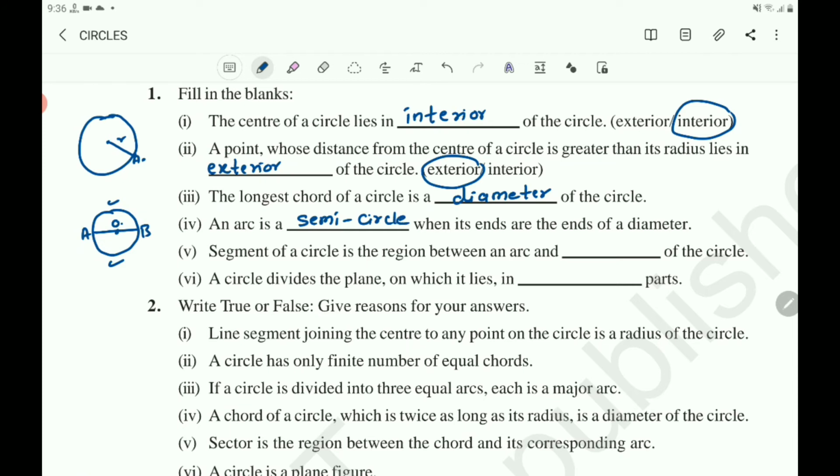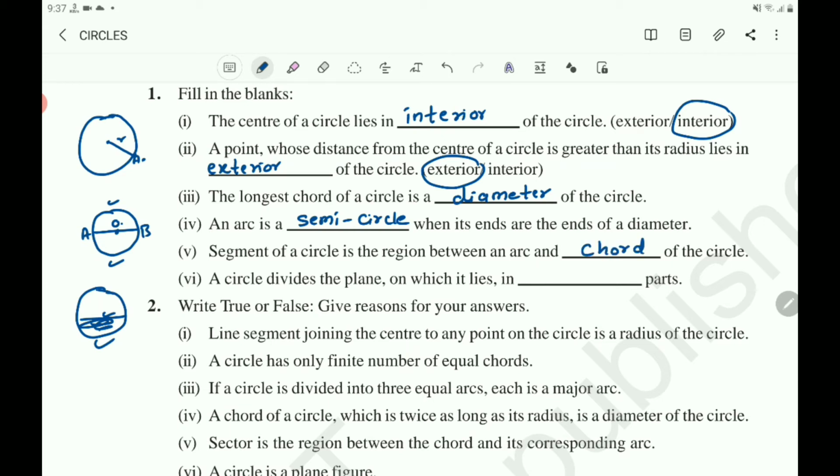Next, segment of a circle is the region between an arc and dash of the circle. What is segment? Segment of a circle is the region between arc and the chord of the circle. What you have to write here? Arc and chord. You know that segment is the region between arc and the chord. So we have to write chord of the circle.